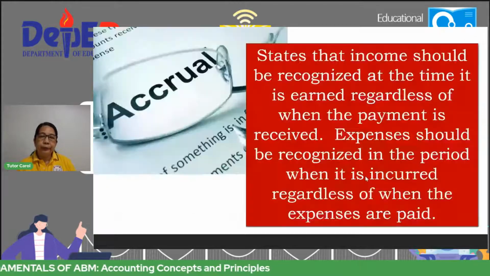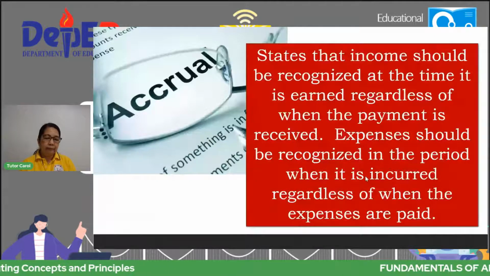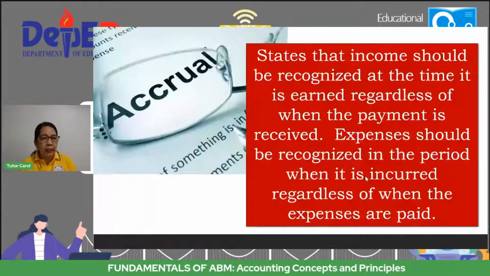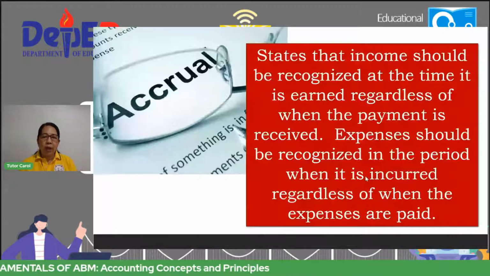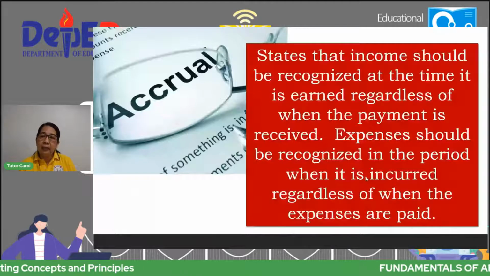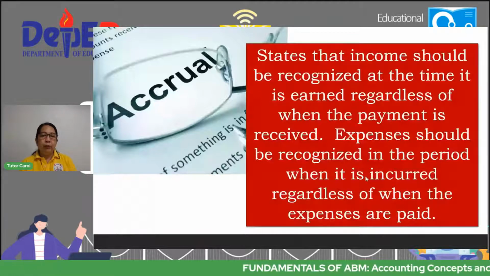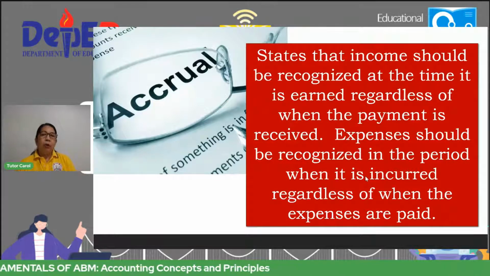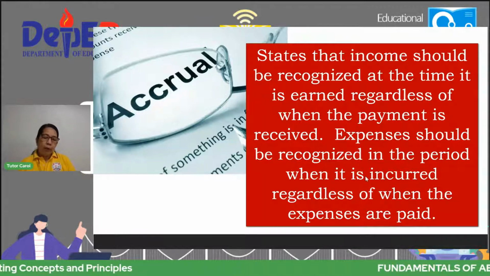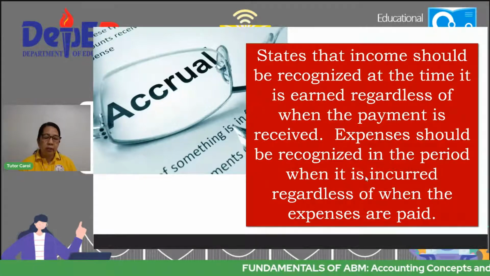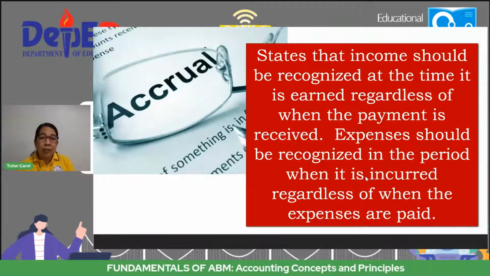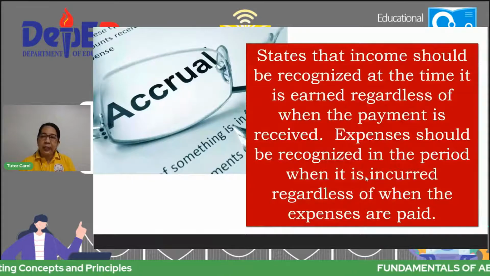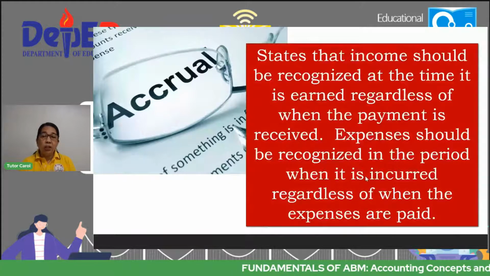Moving forward, okay, accrual. Okay, we have accrual principle. States that income should be recognized at the time it is earned, regardless of when the payment is received. Okay, expenses should be recognized in the period when it is incurred, regardless of when the expenses are paid. Okay, anong ibig sabihin nito? Okay, for example, an advance payment of a customer for a staycation, wow, sana pwede na, no? Pwede na tayong magbakasyon. Okay, cannot be considered as income until the customer has checked in.